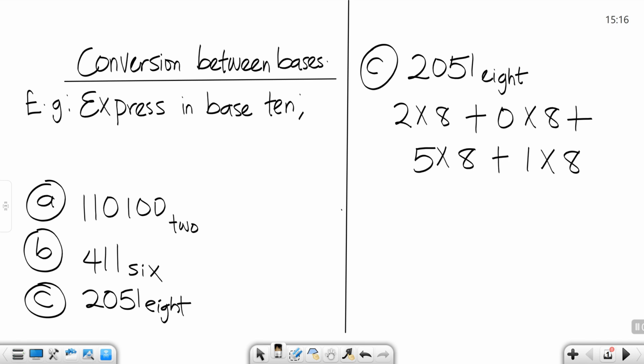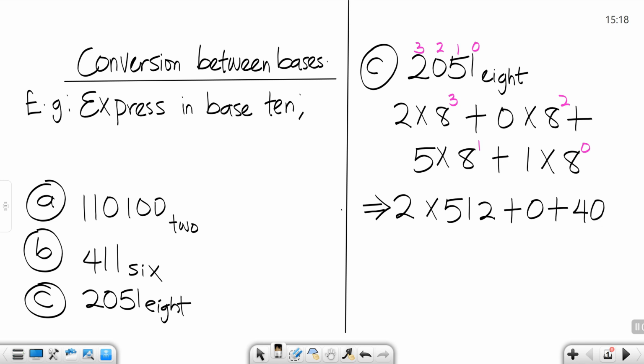So let's do that. So we have 0, 1, 2, 3. So we have 2 multiplied by 8 raised to the power of 3. 8 raised to the power of 3 is 512. We have 0 multiplied by 8 raised to the power of 2, which is going to give us 0. We have 5 multiplied by 8 raised to the power of 1, which is the same thing as 5 times 8, is going to give us 40. And we also have 1 multiplied by 8 raised to the power of 0. Any number raised to the power of 0 is 1. So 1 times 1 is going to give us 1.